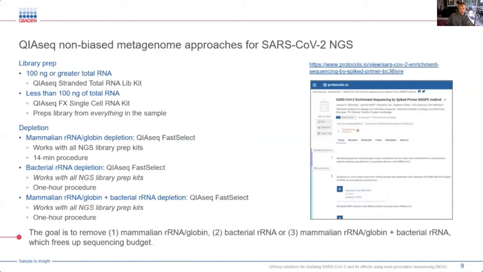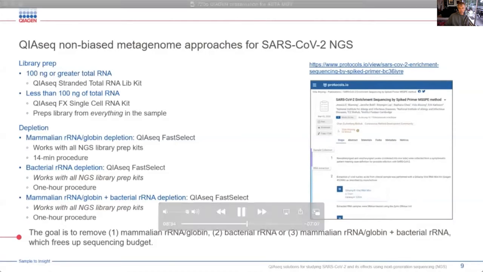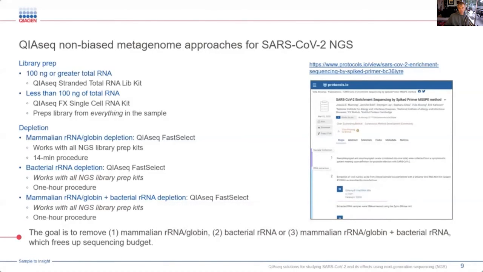Less than 100 nanograms, you'll look at the QIAseq FastSelect single-cell RNA kit that preps everything from in the sample. At greater than that amount, you'd use the QIAseq stranded total RNA library kit. Either one of these kits is imperative to knock down ribosomal RNA. As you may know, ribosomal RNA is the most widely expressed RNA that's typically found in a cell. And so it's important to knock that down.